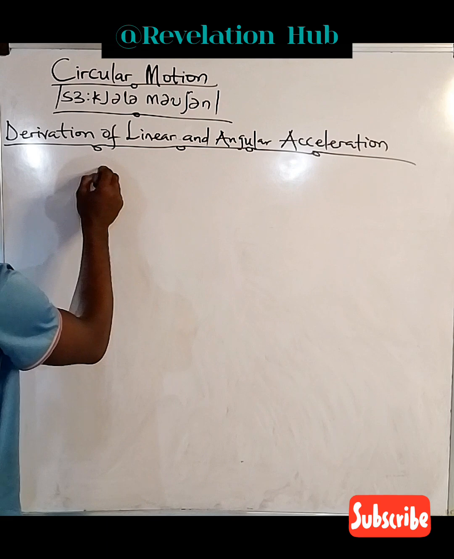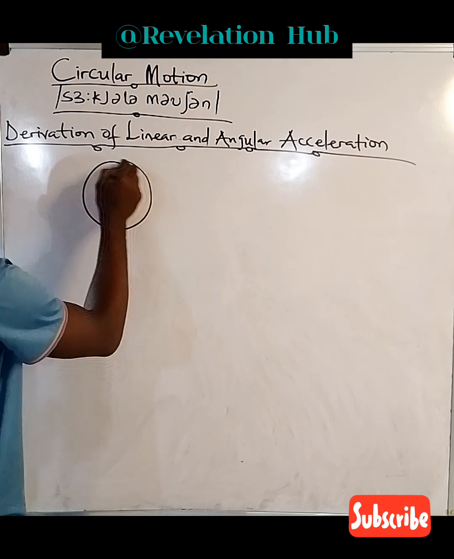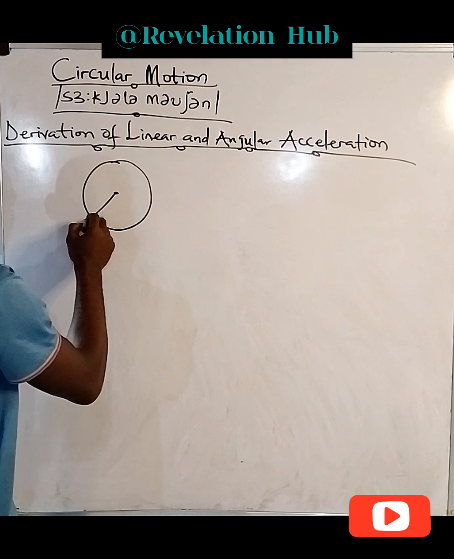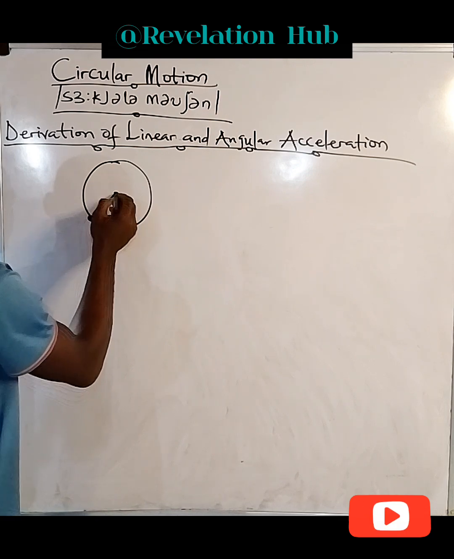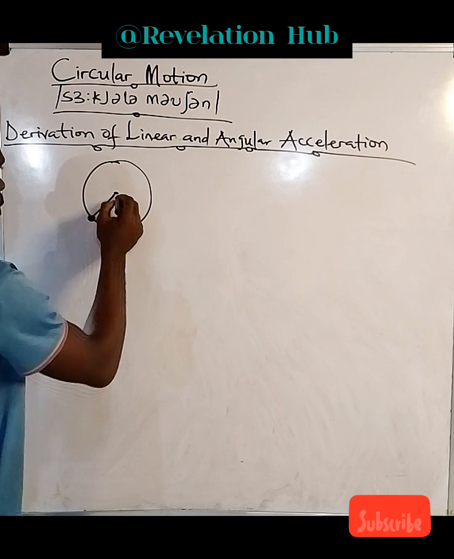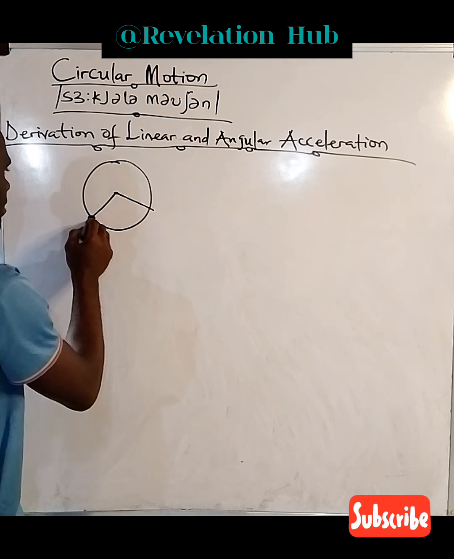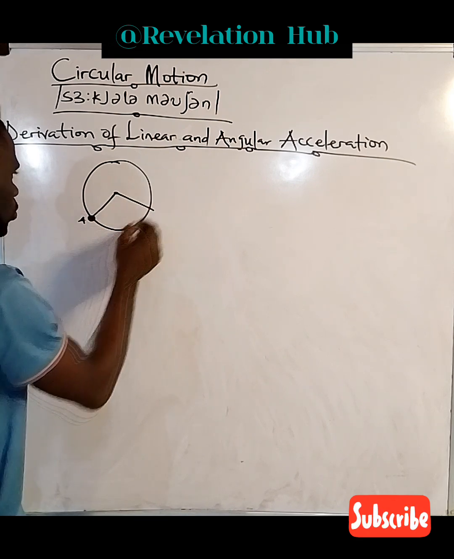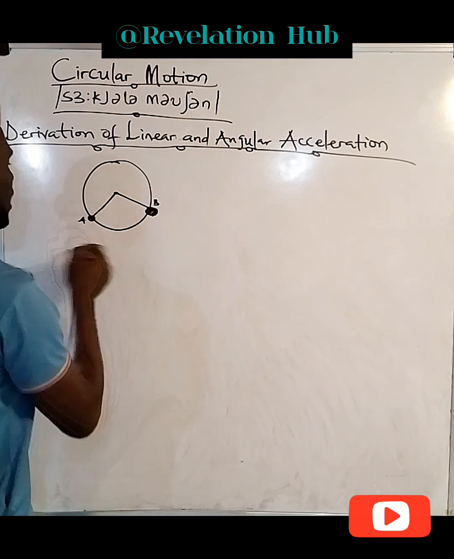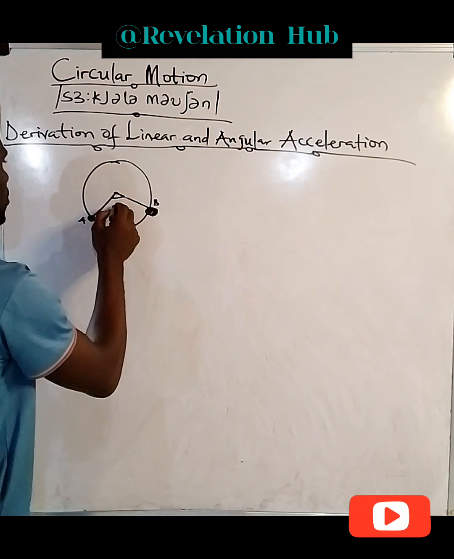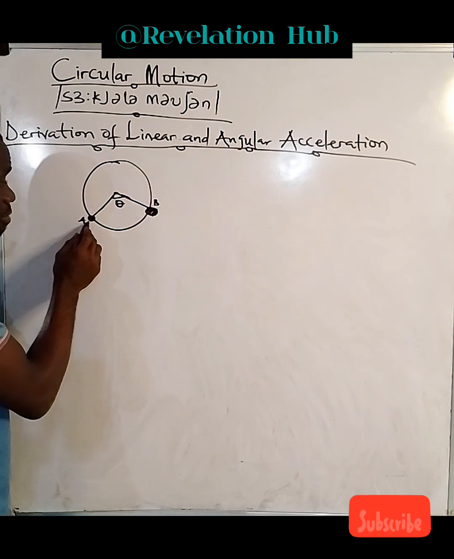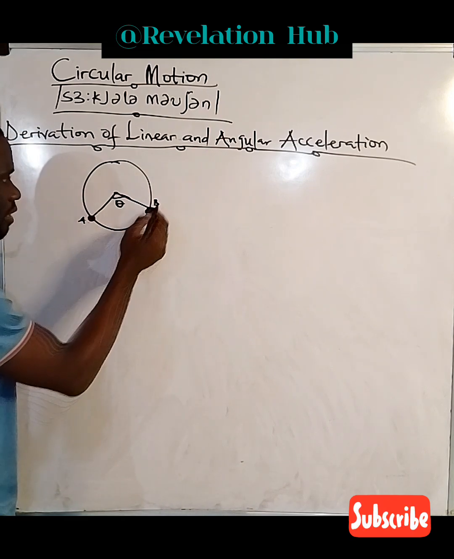So right here we have a circle like this. Let's assume that there's a ball, and this is a string. Now the ball is here at point A. Now the ball rotates like this, gets to point B at this angle theta. Then the ball rotates down to the very point.